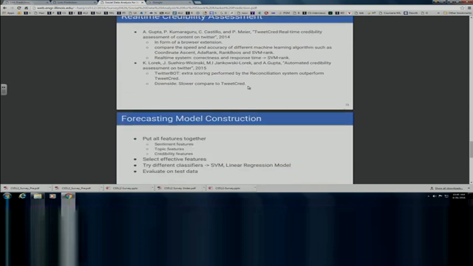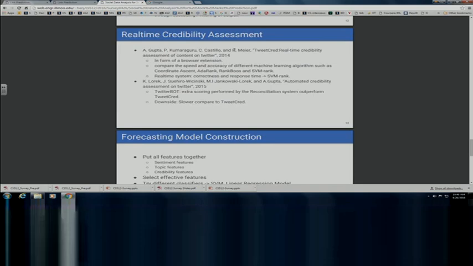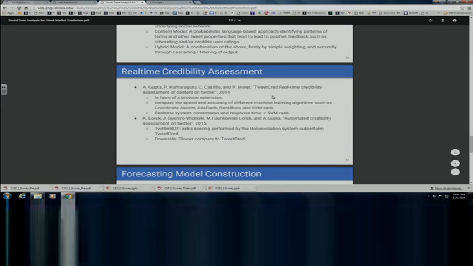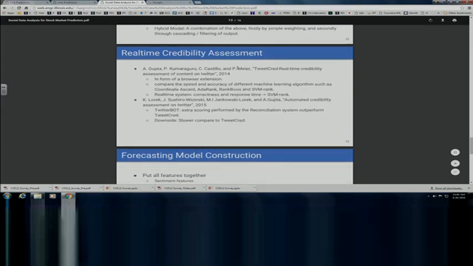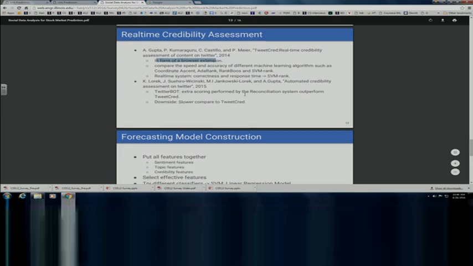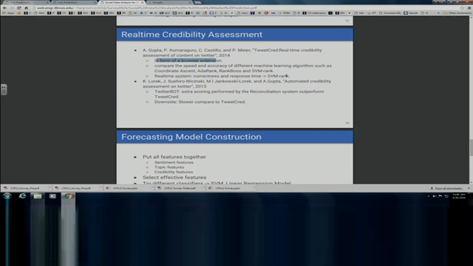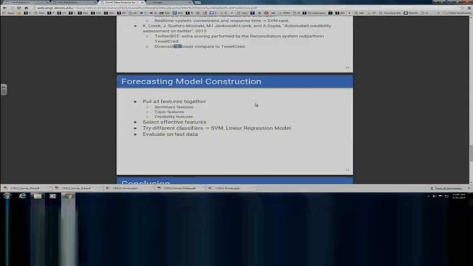And we also found that all of this is offline assessment. Some researchers are working on real-time credibility assessment. For example, Gupta and colleagues made a browser extension that can provide credibility scores for tweets in almost real time. Some other researchers built a Twitter bot, and they claim that its accuracy is better than TweetCred, but the downside is that it is slower than TweetCred.